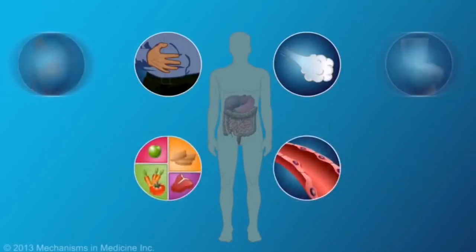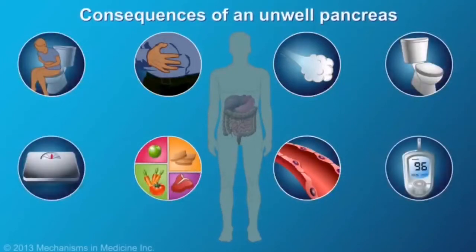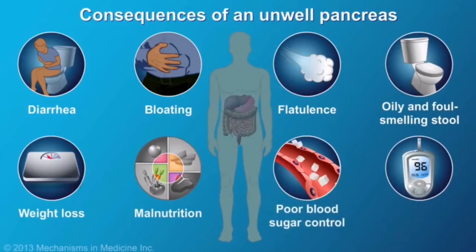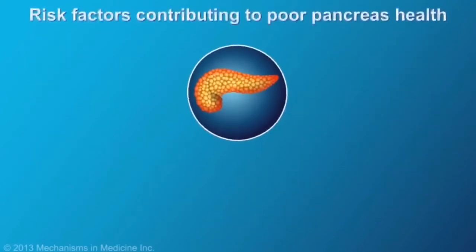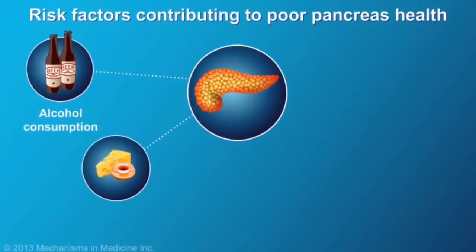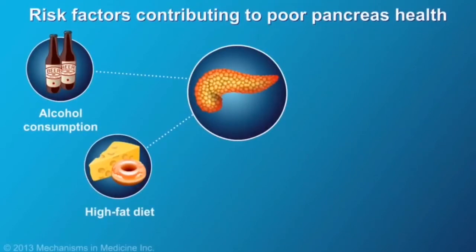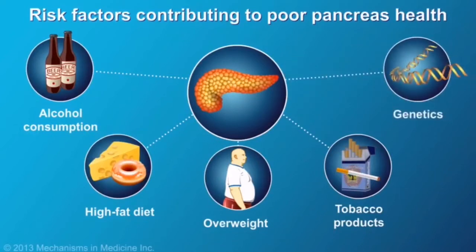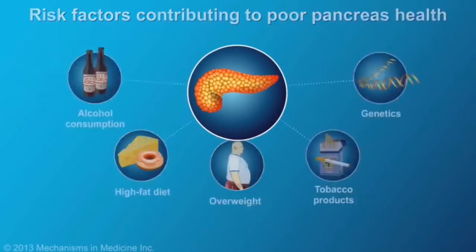The consequences of an unwell pancreas may include diarrhea, bloating, flatulence, oily and foul-smelling stool, weight loss, malnutrition, poor blood sugar control, and diabetes. Heavy alcohol consumption, high-fat diets, eating large meals, being overweight, and tobacco products can put stress on your pancreas, causing it to work less well. There are also some genetic conditions that affect the pancreas, notably cystic fibrosis.